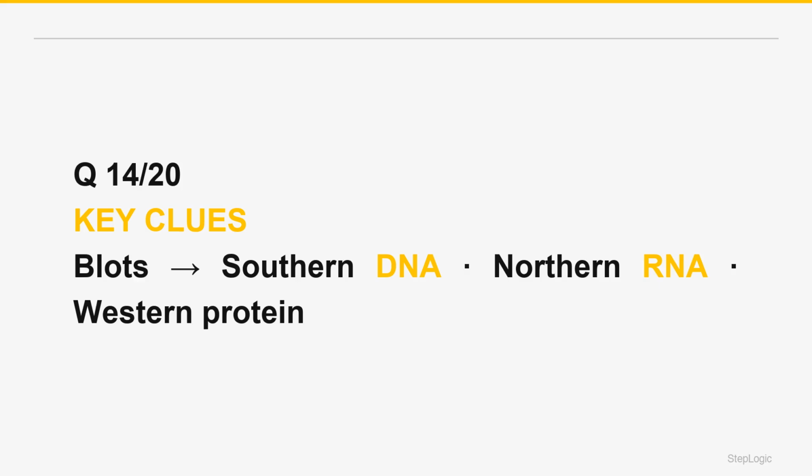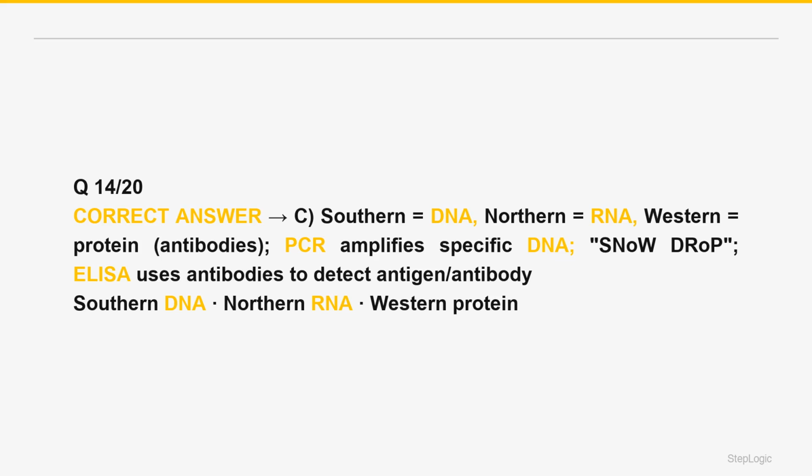Northern blot is the same idea but detects RNA, e.g. to measure gene expression or mRNA levels. The correct answer is C. Western blot detects a specific protein. Proteins are separated by electrophoresis, transferred, and probed with antibodies, used, for example, as a confirmatory HIV test historically.